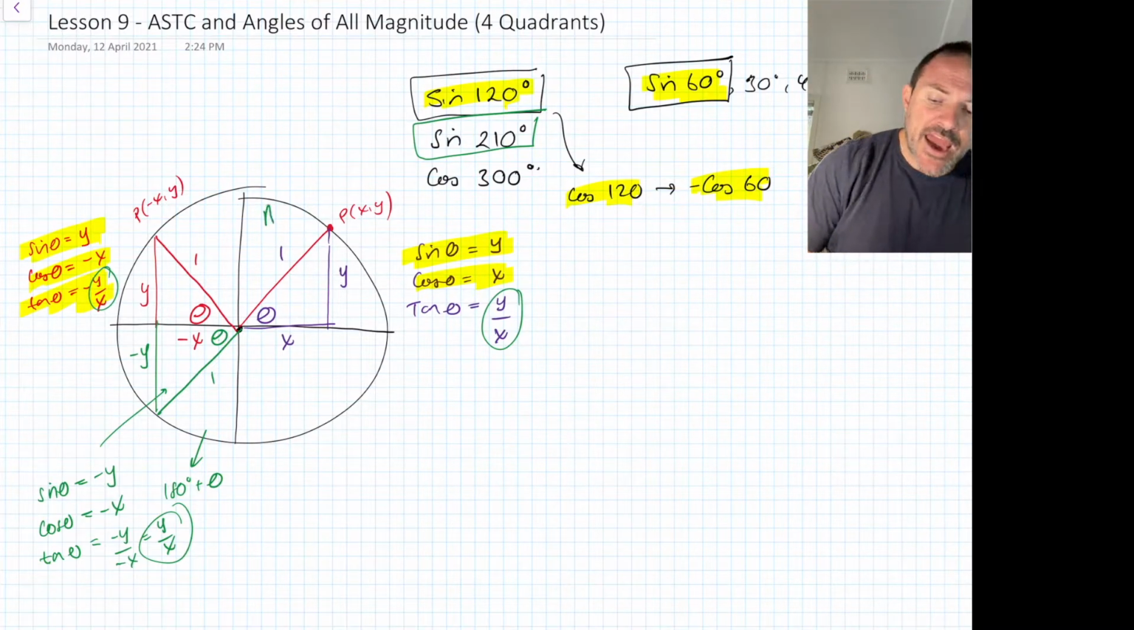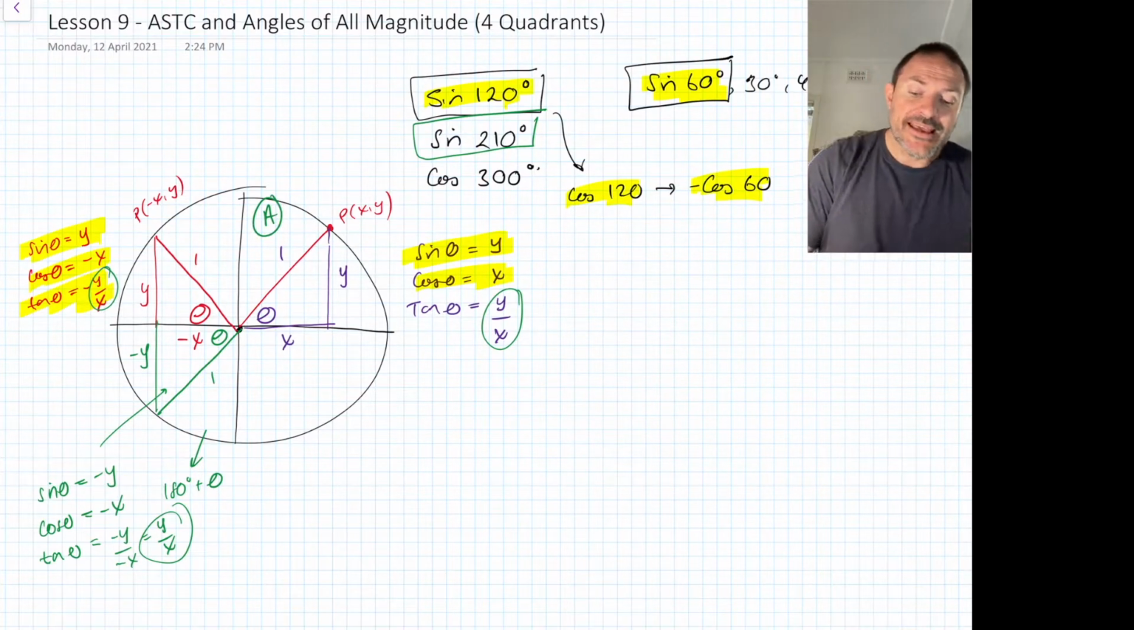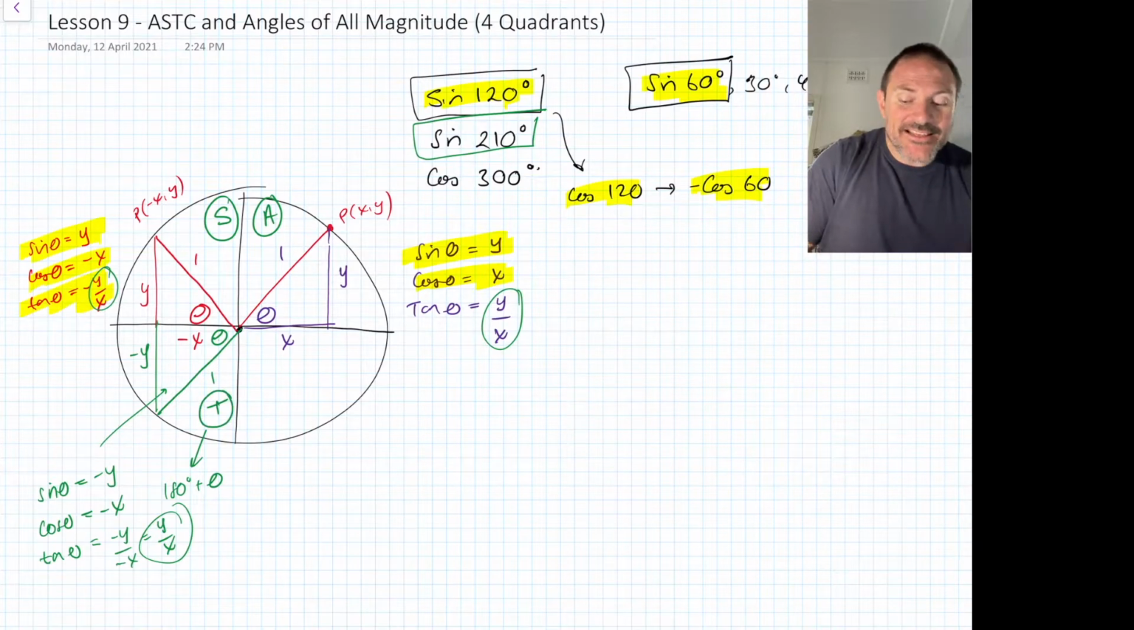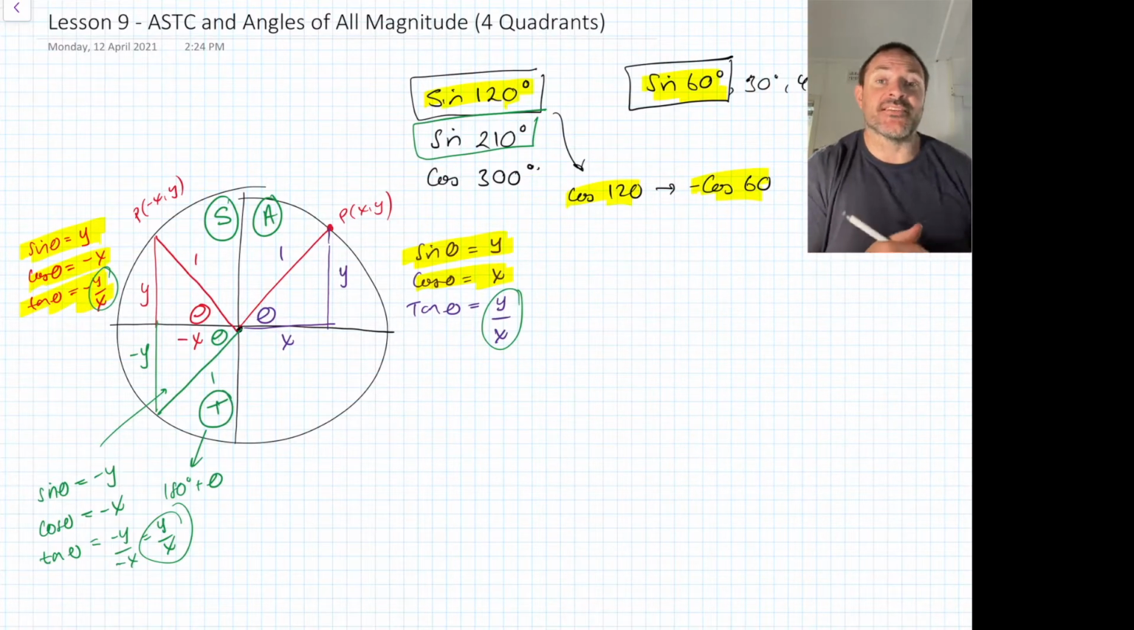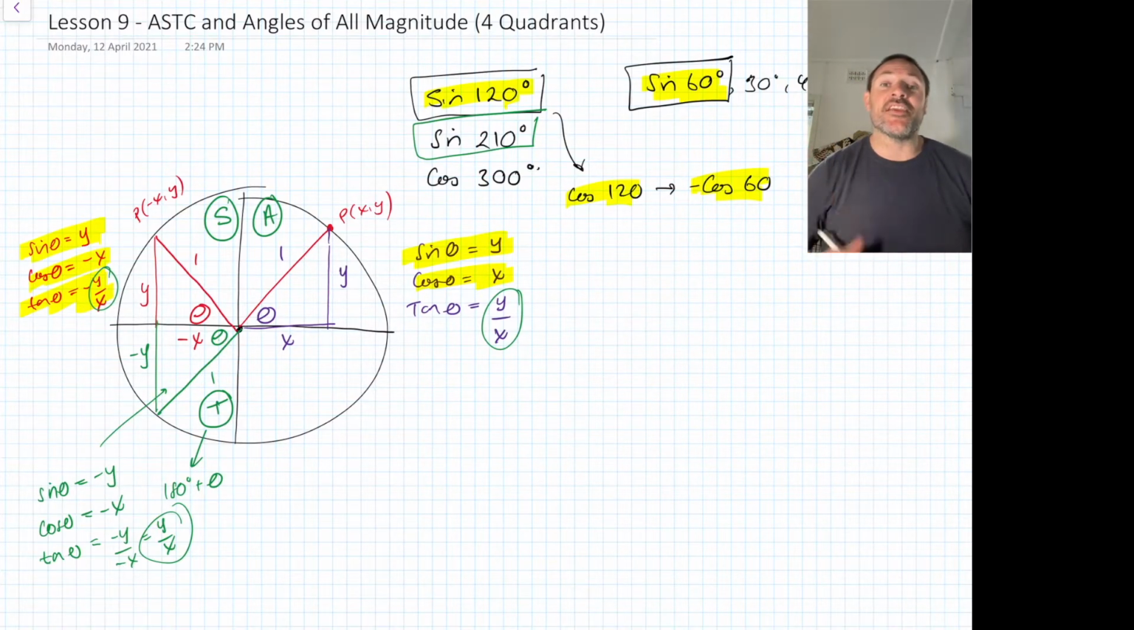So we said that everything in the first quadrant, all acute, were positive values. In the second quadrant, only sine was positive, the other two were negative. Now in the third quadrant, only tan is positive, and the other two things are negative. What do you reckon is going to happen in the fourth quadrant just by looking at it? ASTC, you might think cos might be positive. So let's have a look now.